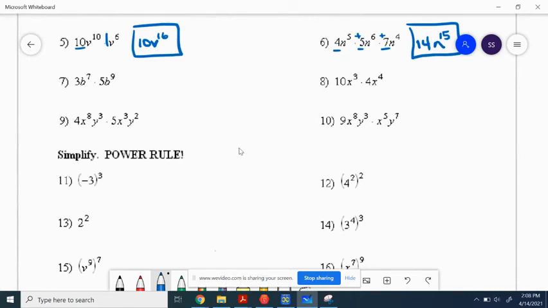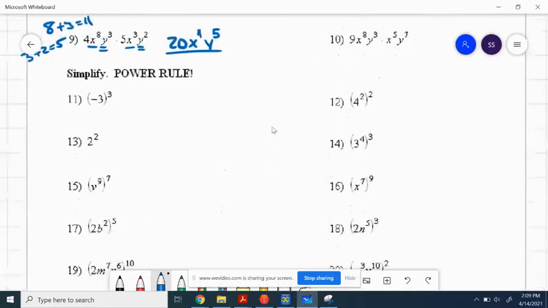How about we do number 9? Multiply the numbers out as normal. 4 times 5 is 20. Then let's look at the x's. We're going to do x to the 8th times x to the 3rd. So we just do 8 plus 3, which is 11. So this is x to the 11th power. And then look at the y's. y to the 3rd times y to the 2nd. We're just going to add the exponents, 3 and 2, and we get 5. So this is y to the 5th power. All right, you guys should be able to do 10.